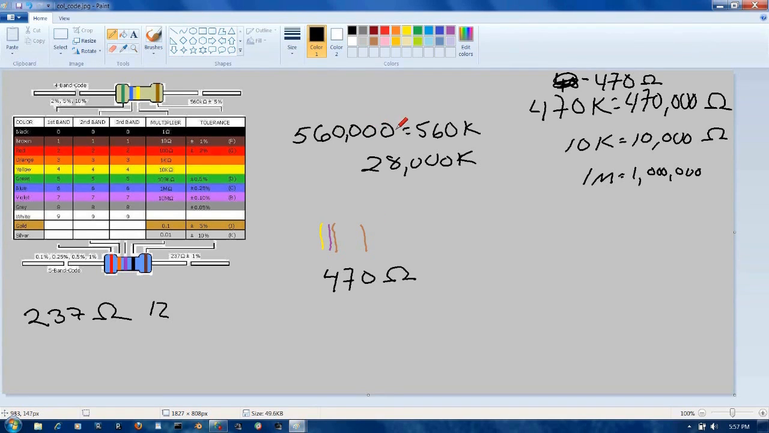Well, the more voltage that this resistor will absorb, the more protection it offers your circuit, and the less electricity will flow through it. Okay, so that's 470 ohms. Now, I have some resistors here.